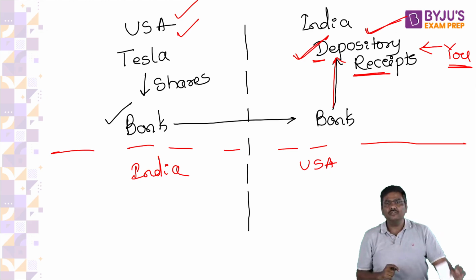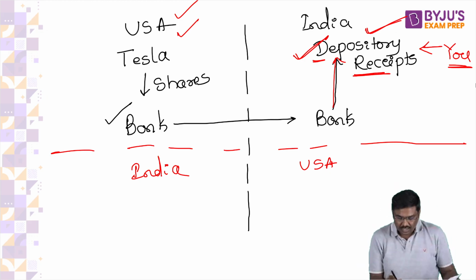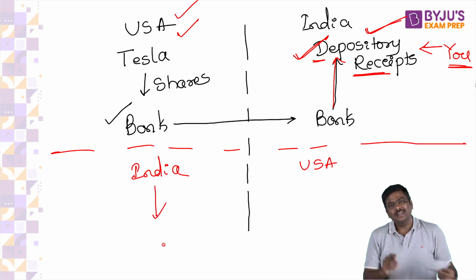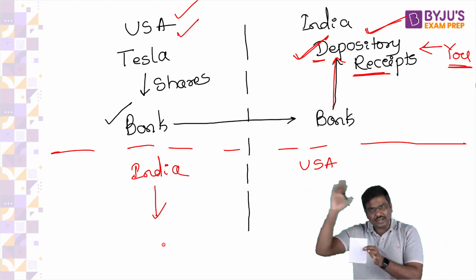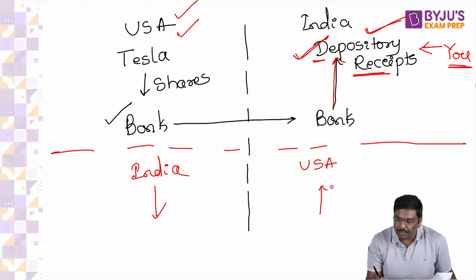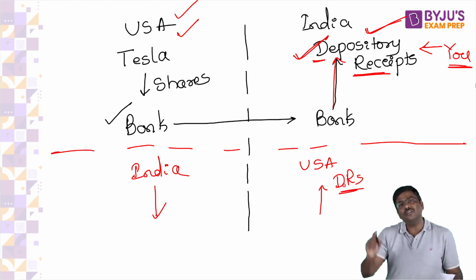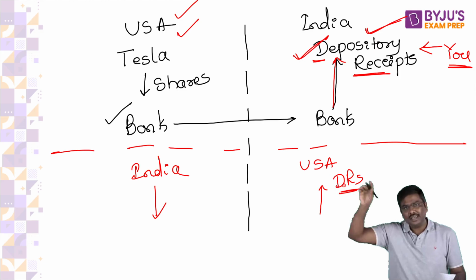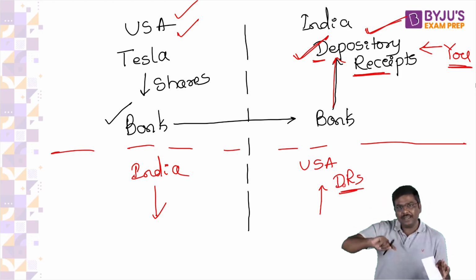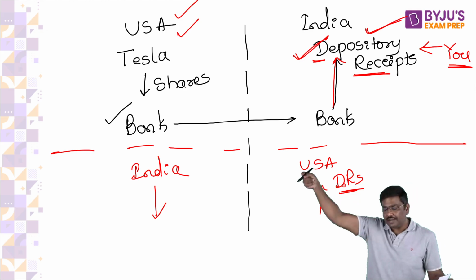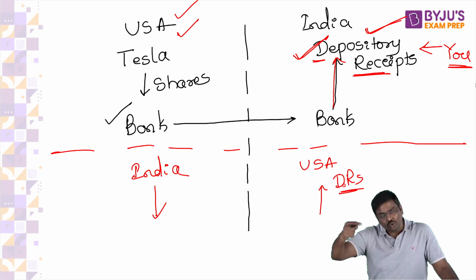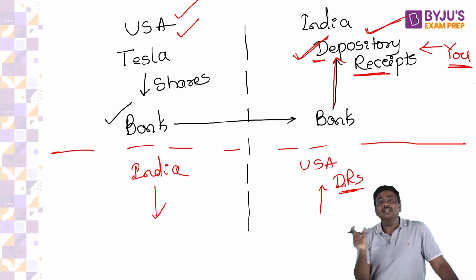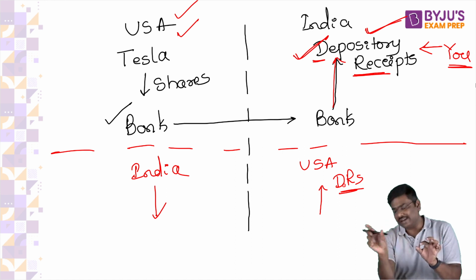So Infosys will take the shares of Infosys company, approach a custodian institute in India, and submit the shares. Now this custodian has an agreement with another custodian in USA. They will list depository receipts, DRs, of Infosys company in USA. Is the logic okay? Can an Indian company get listed through depository receipts in USA? Yes. Can a foreign company get listed in India through depository receipts? Yes. This is basically the concept of depository receipts.